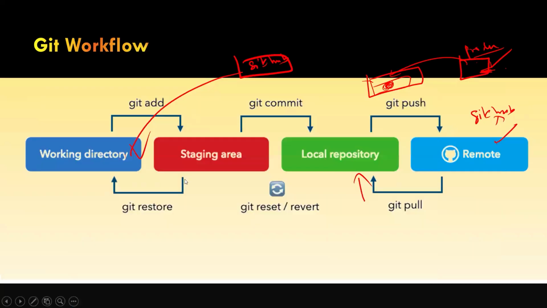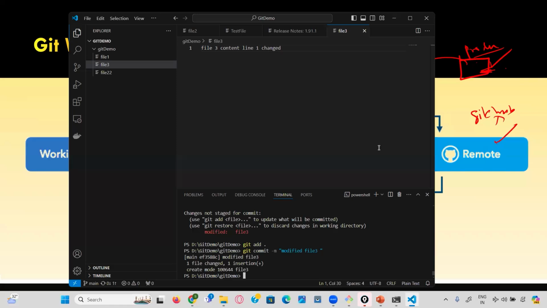So we use the git add command to push to the staging area. Whatever changes I made to file 3 in the working directory should reflect in my staging area, so you need to use git add again. From the staging area, if you want to push it to the local repository, you can use the git commit command. From the local repository to the remote repository, that is where the challenge is.